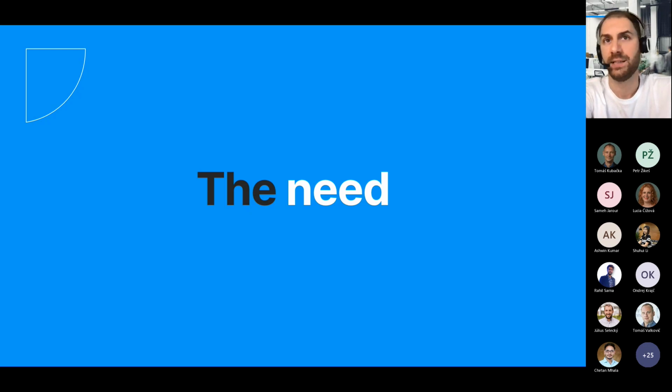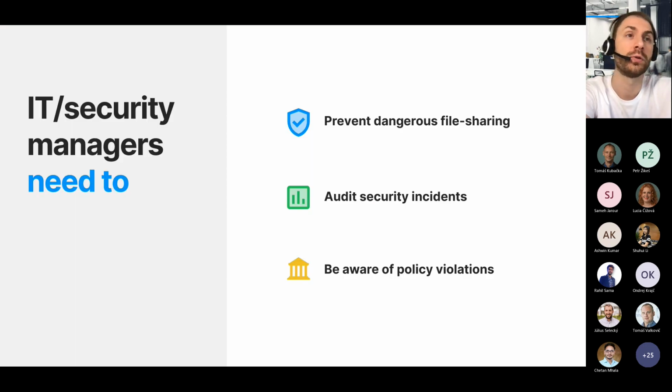This creates specific needs on the customer side. I would say they're pain points that we are addressing. IT managers or security managers obviously need to prevent such dangerous file sharing, file uploads, or file copying. They need to be able to audit the security incidents to have proof for later incident investigation, and they need to be aware of any policy or compliance violations, because this is something that can help them prevent possible penalties.